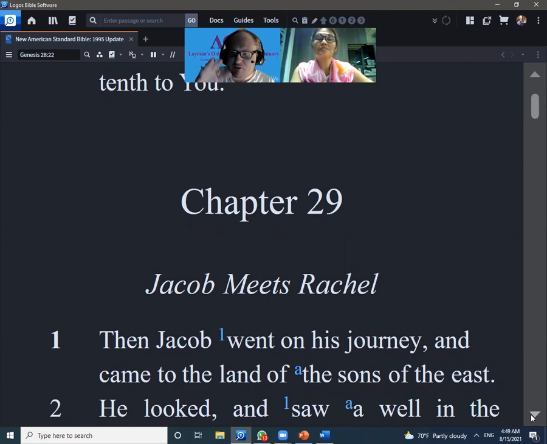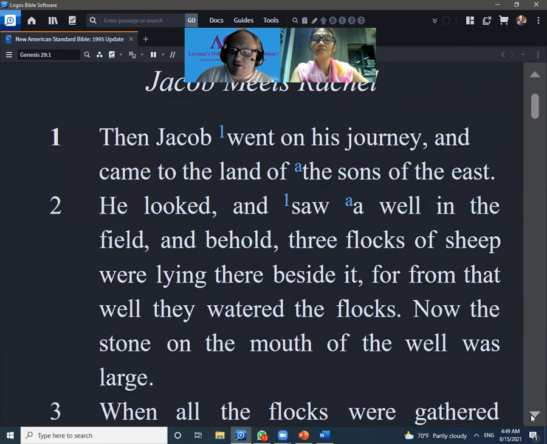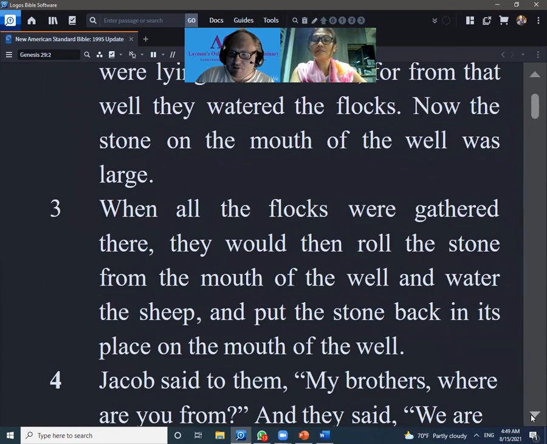And after receiving the blessing of Isaac, God encounters him and blesses him. And then that's when he meets Rachel, and then all of that stuff happens.